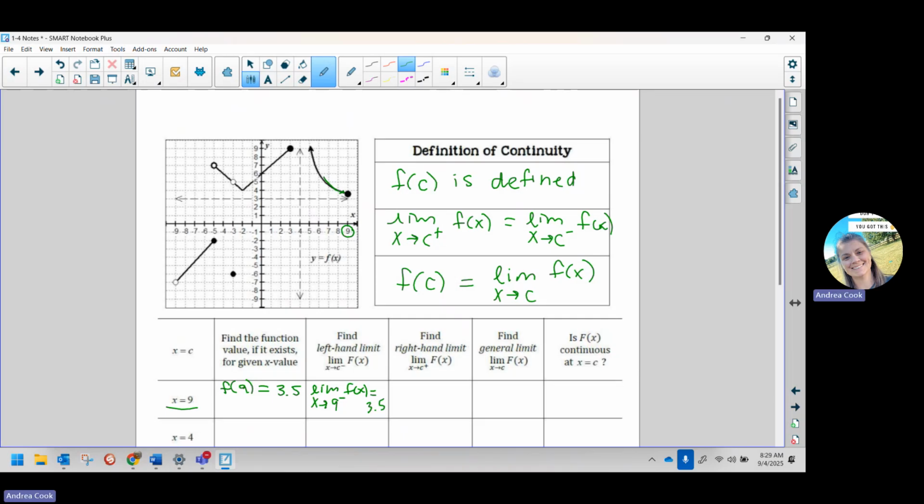What about the right side? There's no graph there, so what do you think the limit is? Does not exist. So what would the overall limit be? Does not exist. So is f continuous at x equals 9? No.